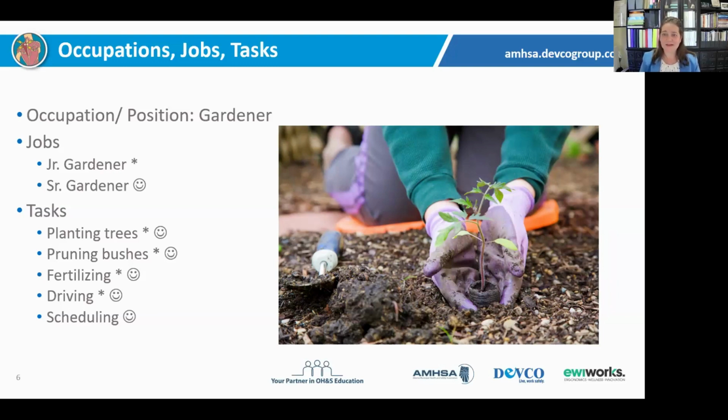Scheduling is usually completed by people in more senior roles due to experience, enhanced decision-making, qualifications, and capabilities. Sorry about that.